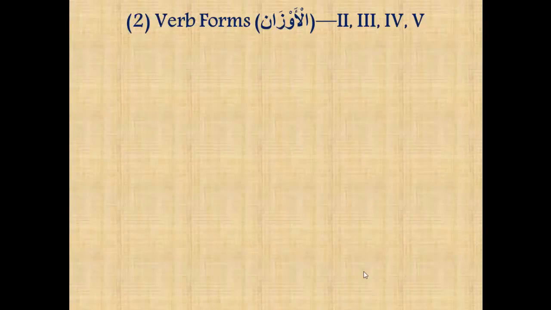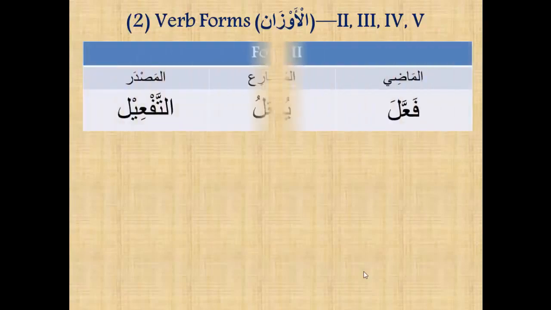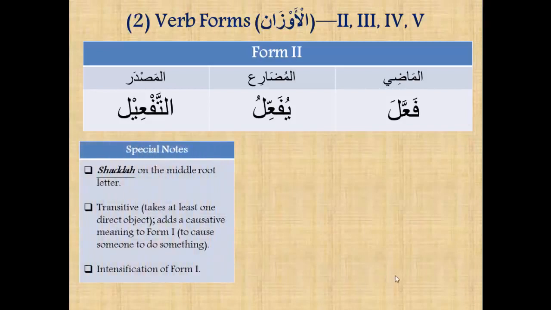Okay, let's start form 2. Form 2 sounds like this. فَعَلَ for the ماضي, يُفَعِلُ for the مُضَارِع, التَّفْعِيل for the مَصْدَر. فَعَلَ يُفَعِلُ التَّفْعِيلُ. Notice the unique characteristic about form 2 is the shadda. The shadda on top of the middle root letter. This creates a doubling of the sound or delay in the sound.